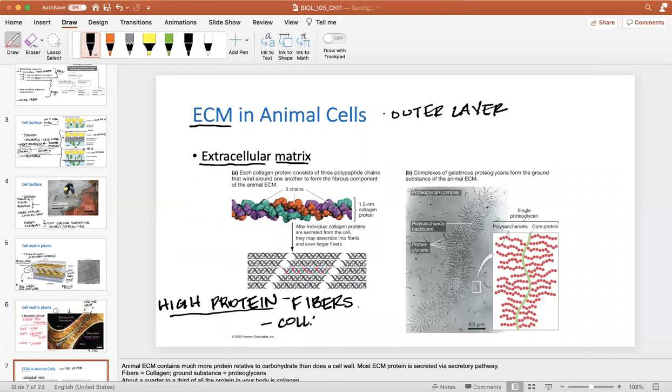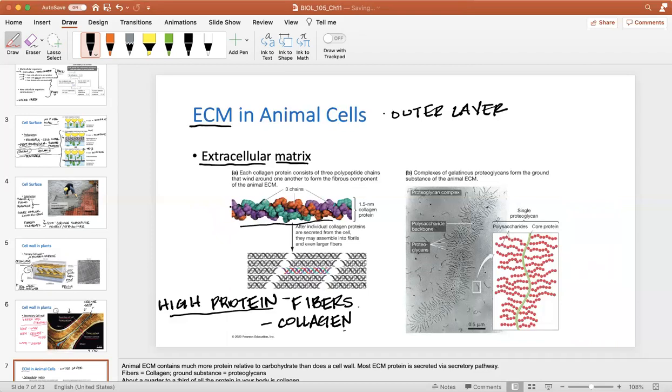In animals, the fibers are actually made up primarily of a protein that you've heard of before. It's called collagen. Thought to be one of the most abundant proteins in your body, all right? So collagen are the fibers, and that is in fact a protein.